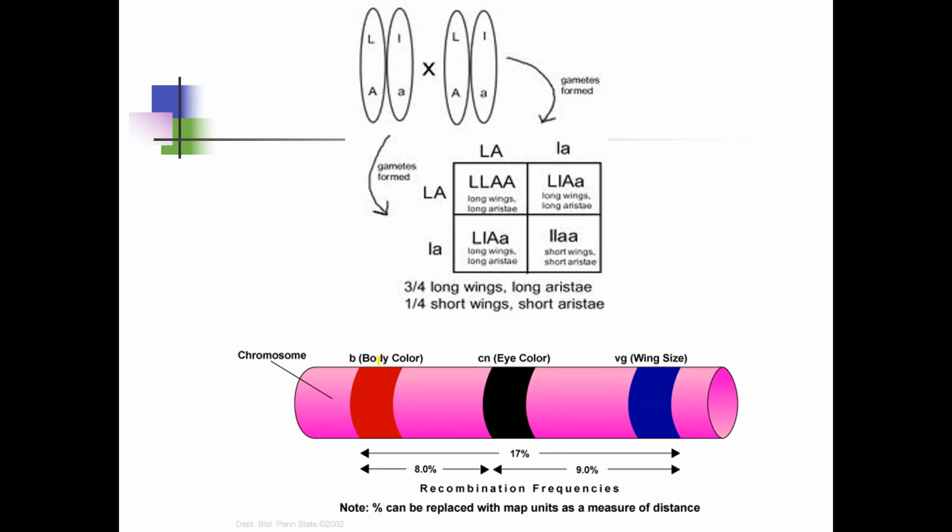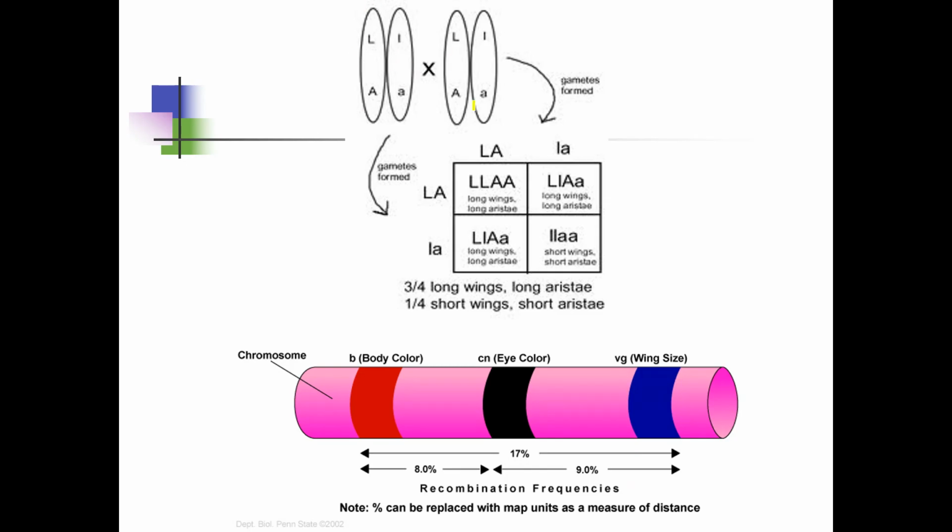Now you can see that body color and wing size have the longest distance, so they have a larger crossover rate. The more that they cross over, the further apart they must be, okay? And that's essentially how we determine the distance. So the closer they are, the more likely they will stay together, and the less likely crossing over will separate them. So the bigger the crossover rate, the further the distance. I hope that makes sense. I know that's kind of hard to explain through the video.